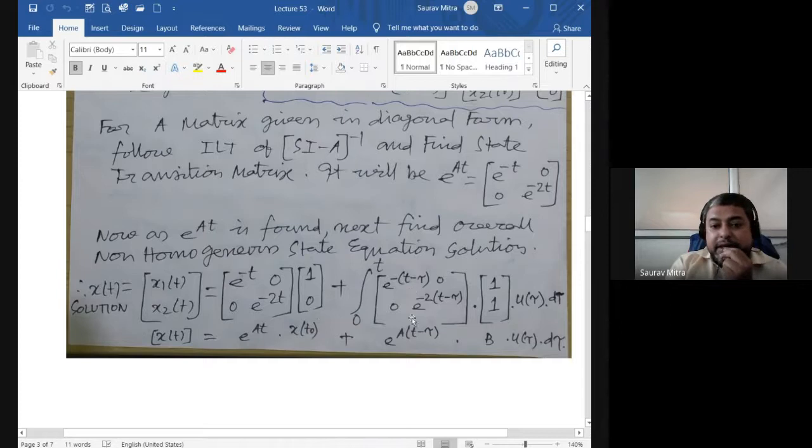Okay, and now I am telling you the most difficult part which nobody understands, nobody does it. There's nothing difficult in that. Whatever e raised to AT is there, instead of t, substitute t minus tau. Okay, so understand it directly, in a straightforward way.